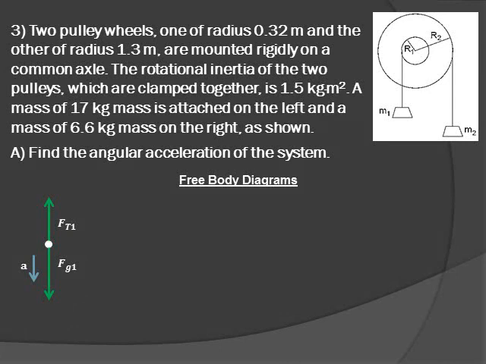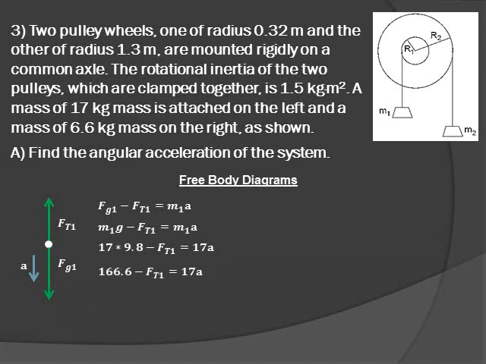So I'm going to say for this one, the acceleration is downward. That means the force of gravity 1 minus the force of tension 1 is equal to mass times acceleration. I'm going to say down is the positive direction because it's more convenient, and my acceleration is in the positive direction. We plug in what we know: mass 1 times gravity, 17 times 9.8, minus the force of tension 1 is equal to 17 times the acceleration. We get 166.6, and to find the force of tension, we take everything else to the other side, and we get 166.6 minus 17 times the acceleration.